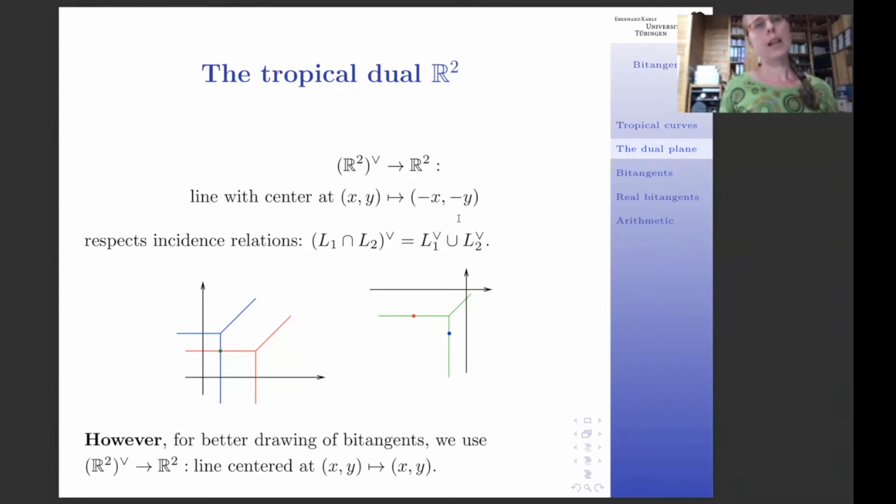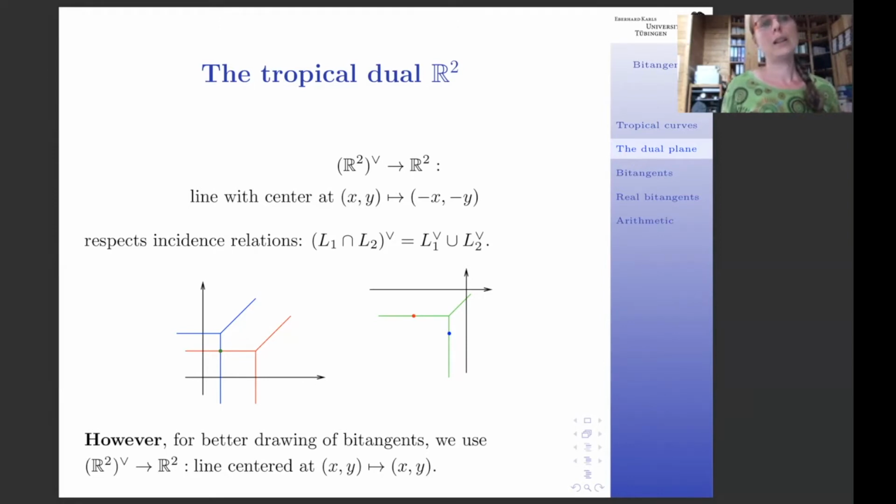And the minus sign has to be used here to make this work. So you have to use the minus sign somewhere in the tropical world, right? But I have to. So this is very common. And if you read something about dual planes in the tropical literature, then you are very familiar with this minus sign. But in the pictures that I'm going to draw in a bit, I'm going to avoid it.